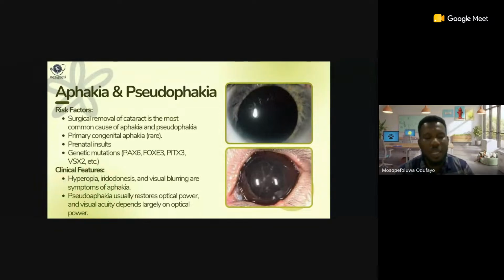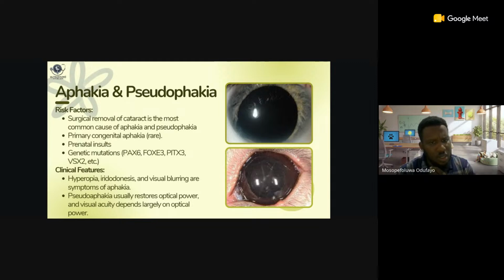You remove a lens during cataract surgery, you'll find those two, or definitely would. Either of the two would occur. Then also, sometimes primarily there might be an issue with the baby's fetal ocular development where the lens is absent. This is rare. Then there could be perinatal insults, prenatal insults, or some genetic mutation. Is that okay? The clinical features are written here.